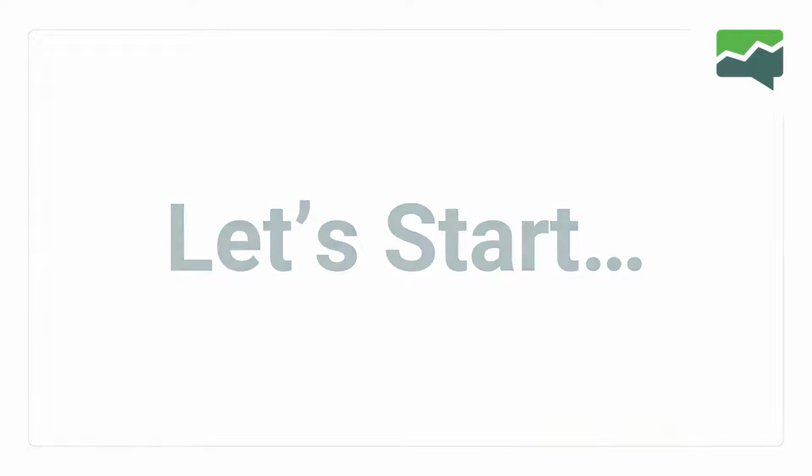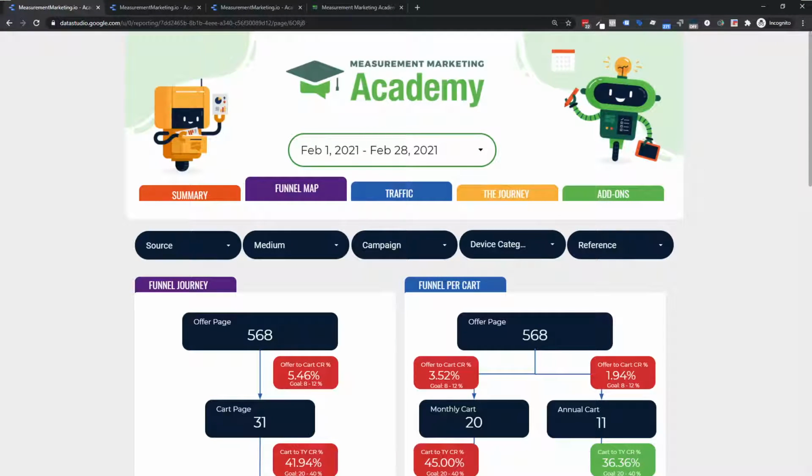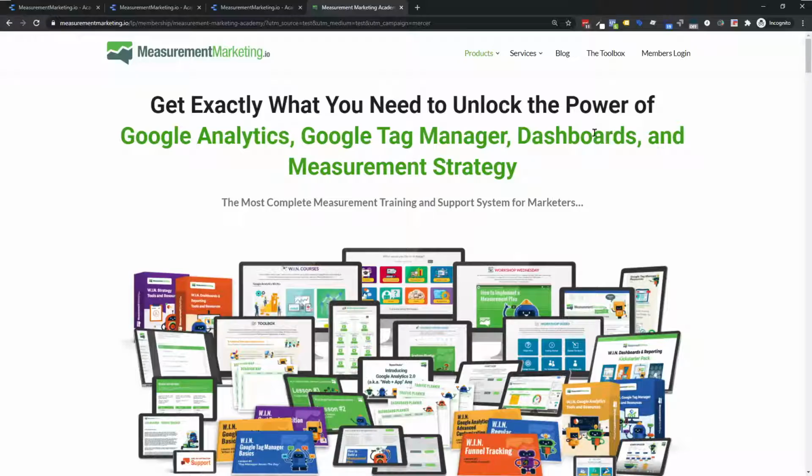Now, as we always do, we're going to dive right in. I shouldn't say always, but most of the time. We're going to bring up Data Studio. And I wanted to show you, this is what we use. This is literally our production report that we use. This is real numbers from our company, the Measurement Marketing, and specifically for a product that we have, the Measurement Marketing Academy. This is the page that we're going to be talking about.